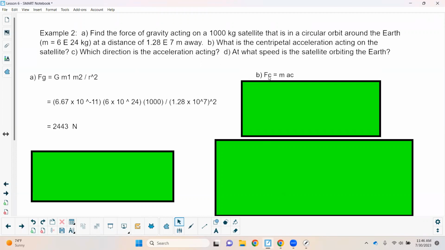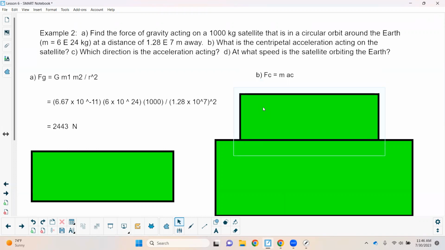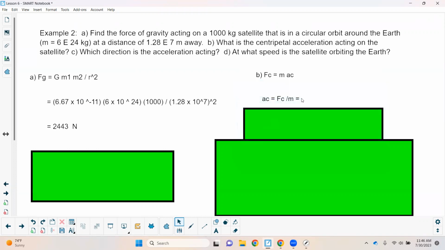We're going to use the centripetal force equation where the centripetal force is equal to mass times acceleration. We know the force, we just got that. The centripetal force is the force of gravity, which is 2,443, and that's going to go in here. We're going to solve this for AC. So we want the centripetal acceleration: FC divided by M. So 2,443, and then we're going to divide it by the mass, which is 1,000.